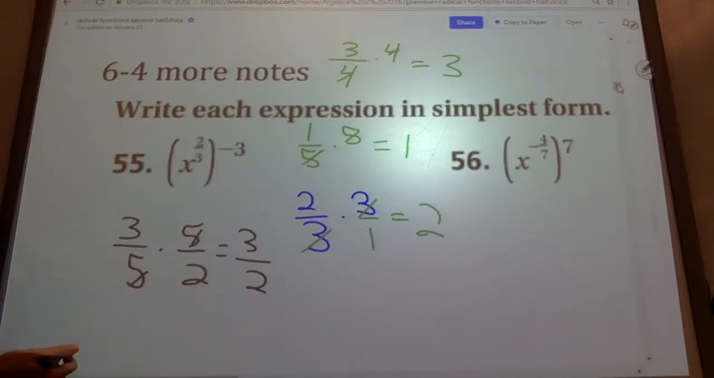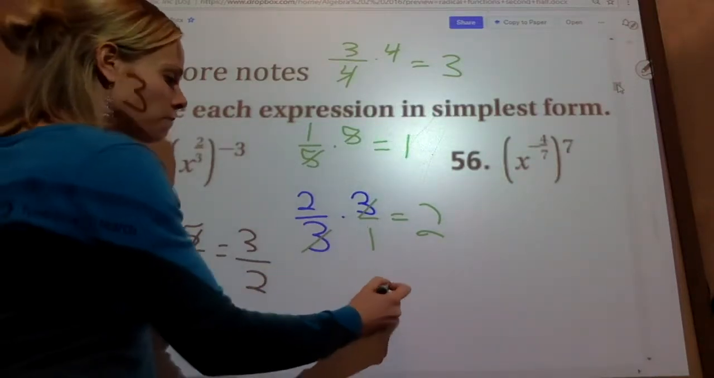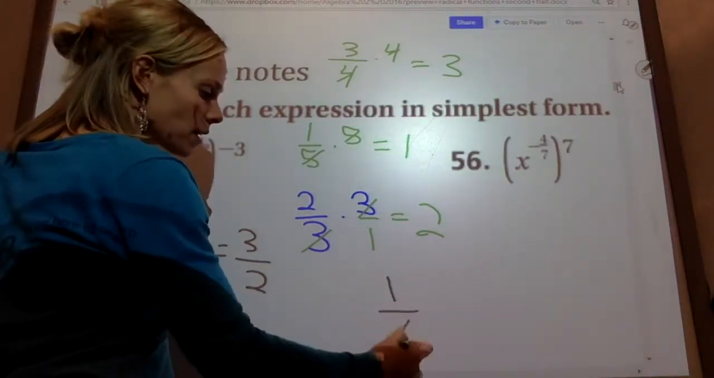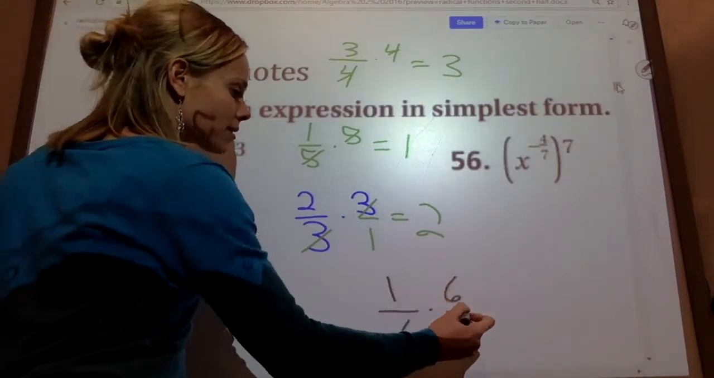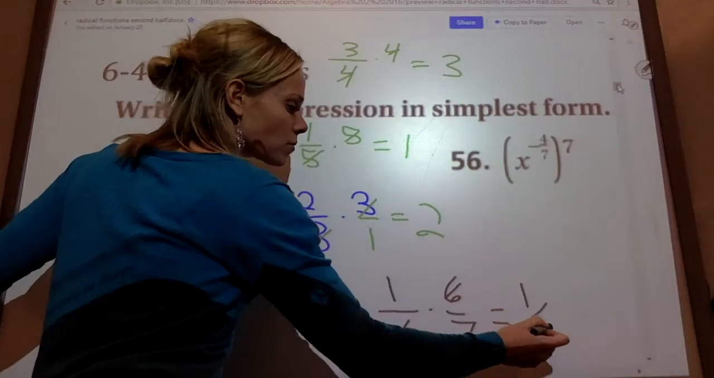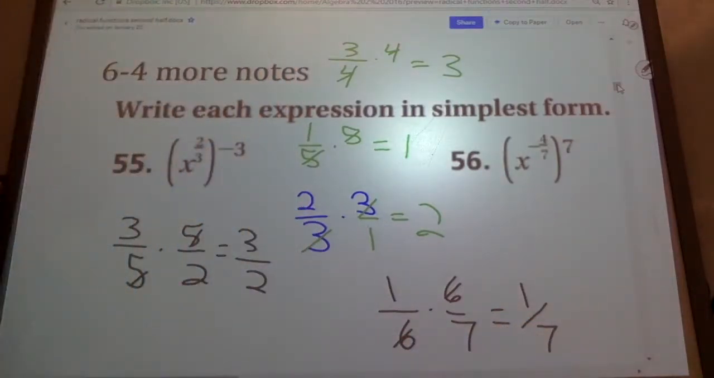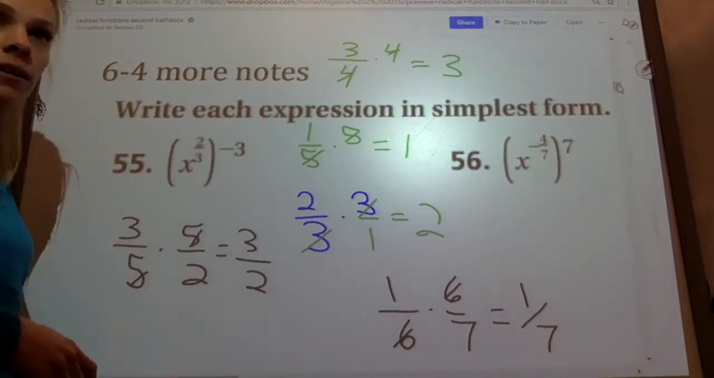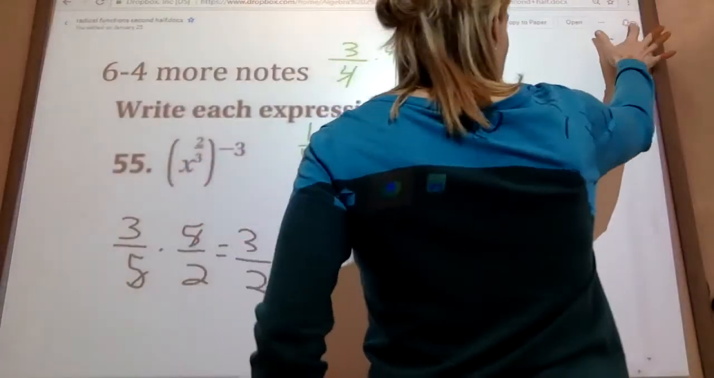But if they cross off, okay. So if I had 1/6 times 6/7, what's that going to be? 1/7. 6's cross off, and that's 1/7. Okay. So since we're going to throw in that property of power to a power you multiply, that's something to recognize, and it's going to make it easier.